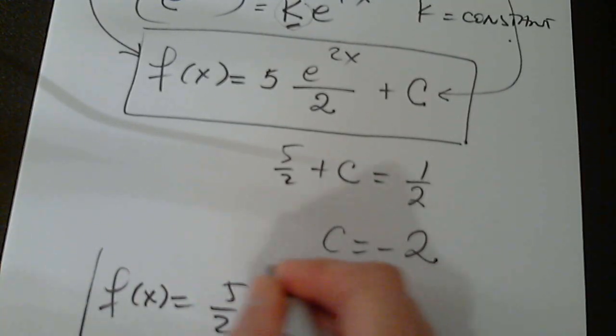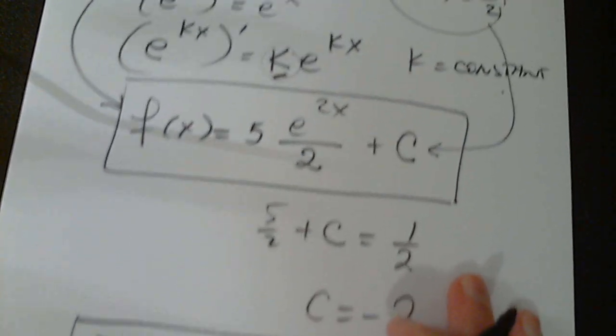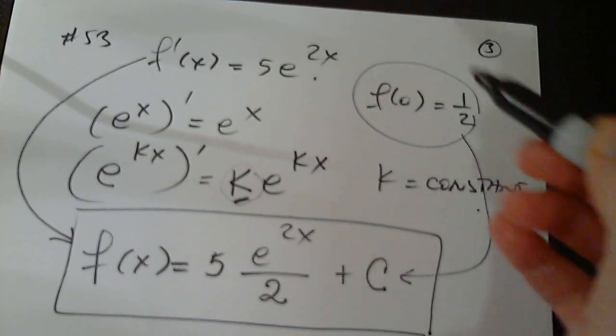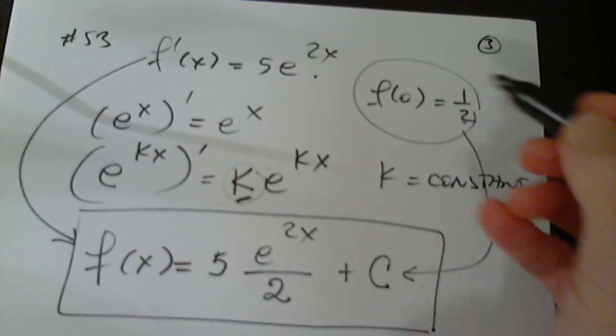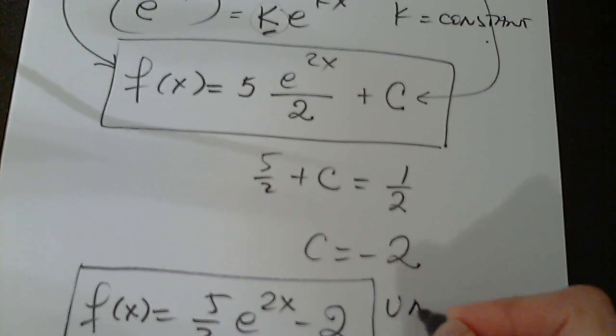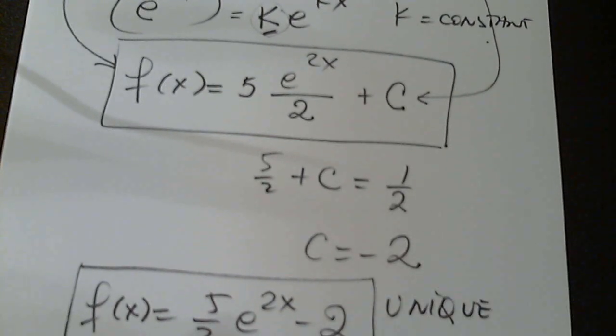This is the only function whose derivative is this and goes through this point. Or in other words, when x is 0, y is 1/2. This is a unique antiderivative.